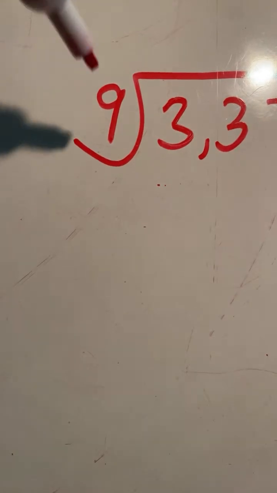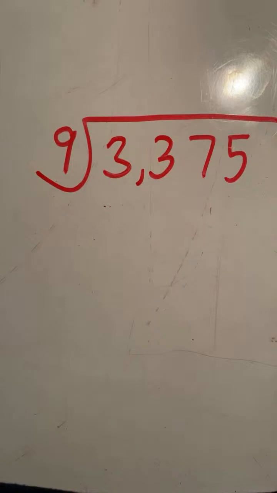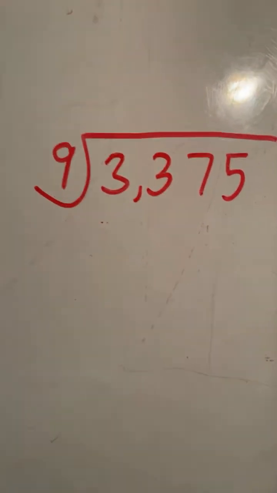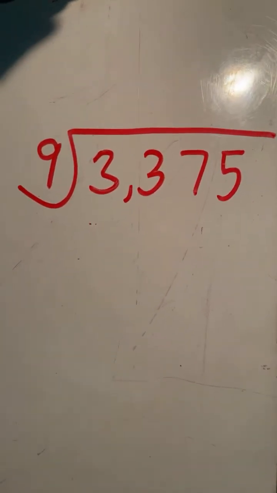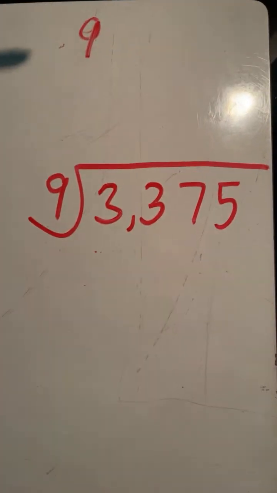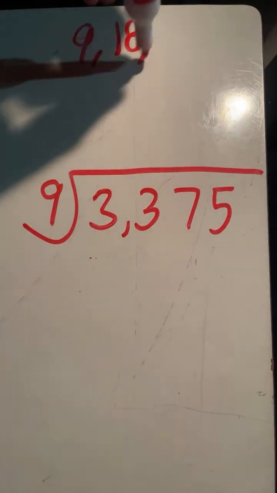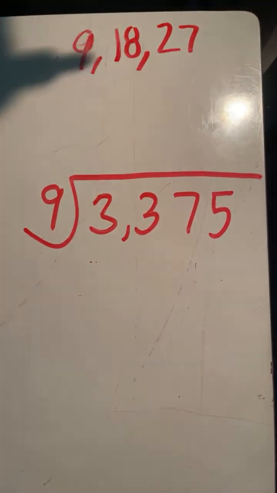33 divided by 9. We can figure out how many groups of 9 go into 33, and that works. There will be a remainder, though. So I'm going to count by 9s to see how many groups of 9 go into 33. 9, that's one group of 9. 18, two groups of 9. 27, three groups of 9.